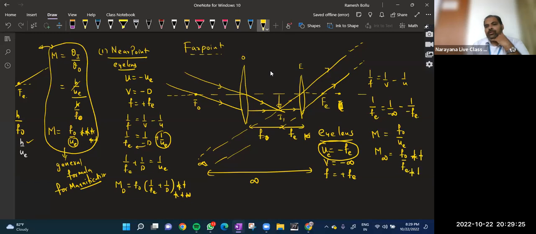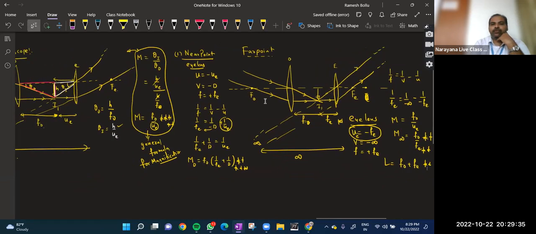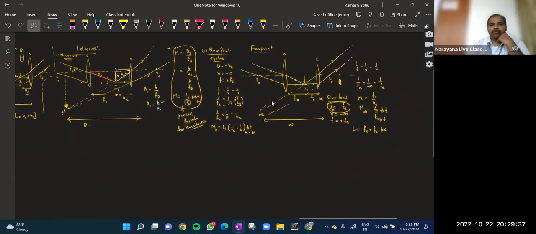So magnification when the image is formed at infinity is FO by FE, students. This is an important formula. And what is the tube length? Tube length is FO plus FE, I forgot to mention. Here at the nearest point, what is the tube length? FO plus UE.